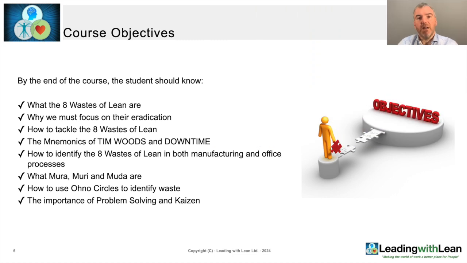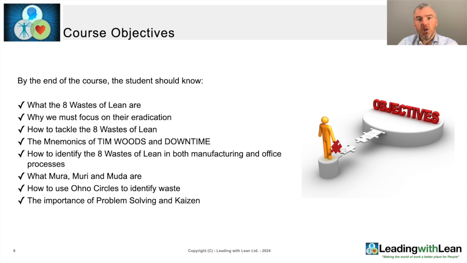And what we want you to learn in this course are these elements here. First and foremost, what the 8 Ways of Lean are. Secondly, why we must focus on their eradication. Thirdly, how to tackle the 8 Ways of Lean. We'll look at the mnemonics, the initialisms or acronyms that allow us to remember what the 8 ways actually are by making this acronym out of the initials of each of them. So sometimes we use TIMWOOD, sometimes we use DOWNTIME, and we'll look at how those acronyms work as a mnemonic for us.